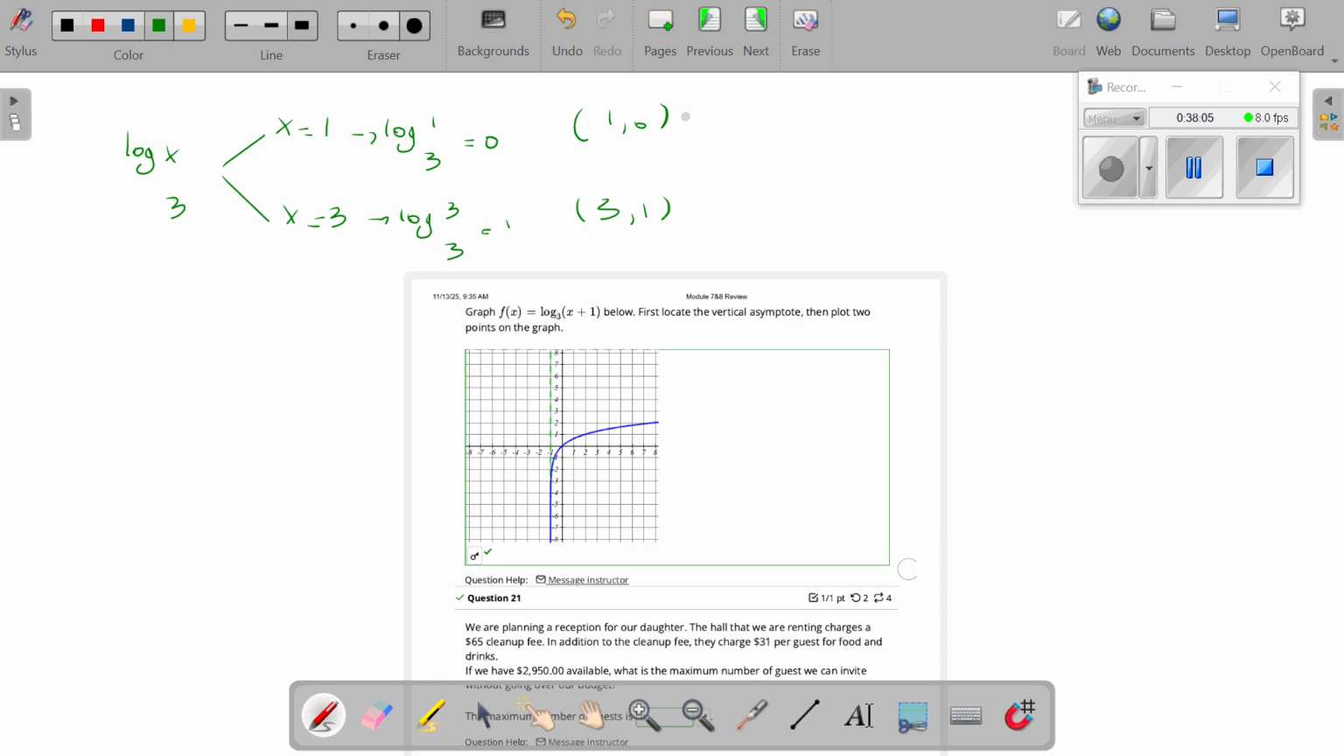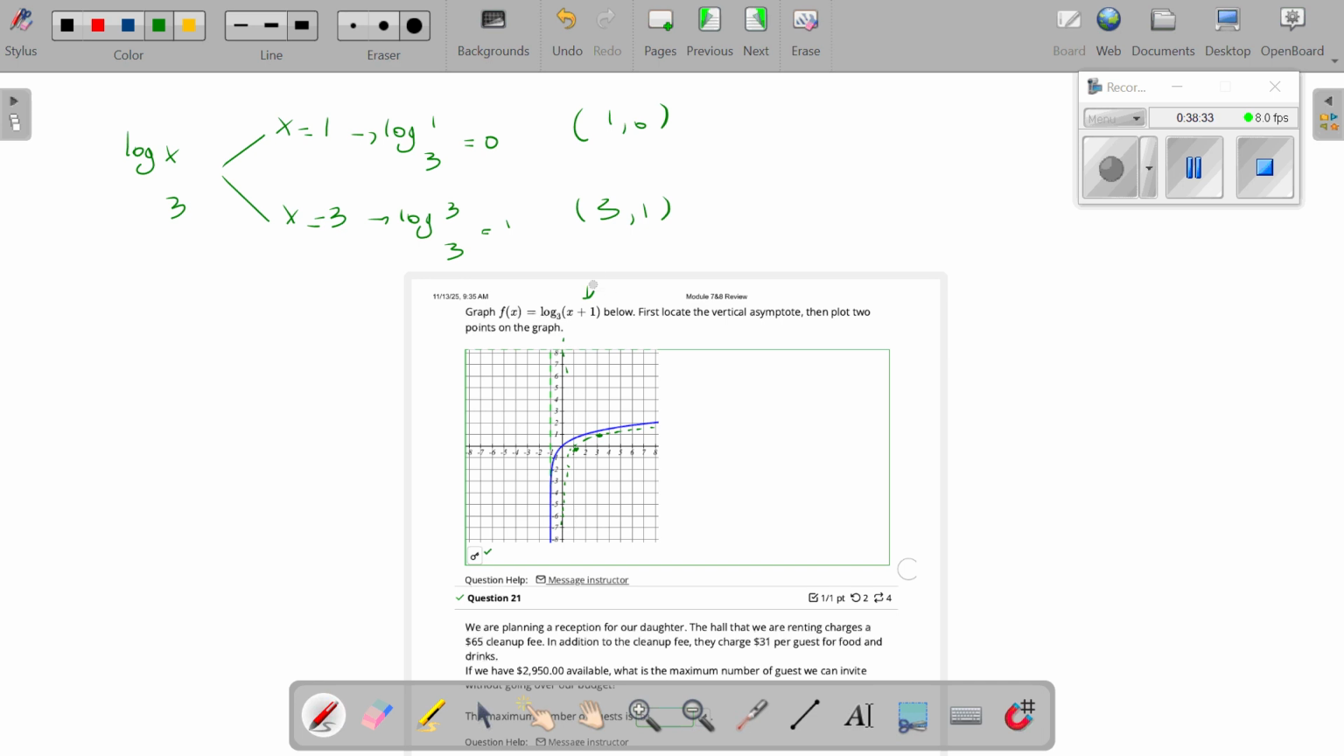The same way that I talked about in the previous one, once you set the x equal to 1, next time you set the x equal to the base, so you will get the two main points of the graph. So if I graph them, 1 and 0 is here, 3 and 1 is here, and your function will look like this. This is the parent function. And there's an asymptote here at x equal to 0.